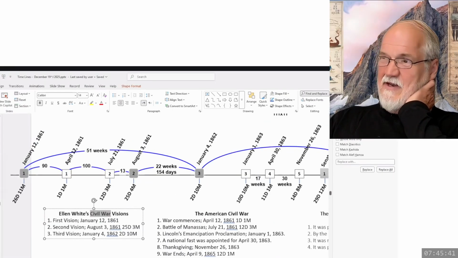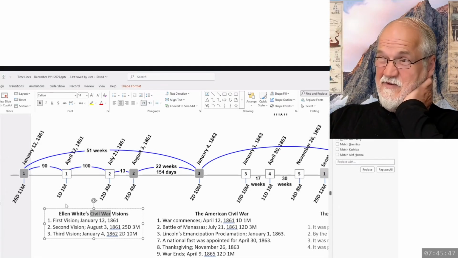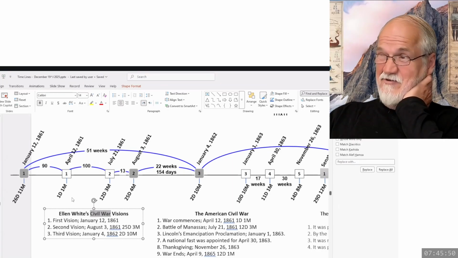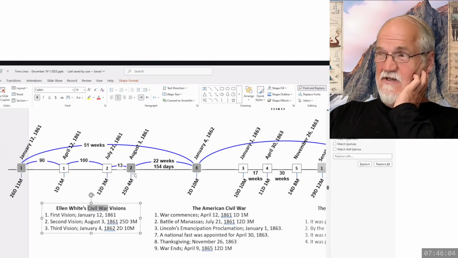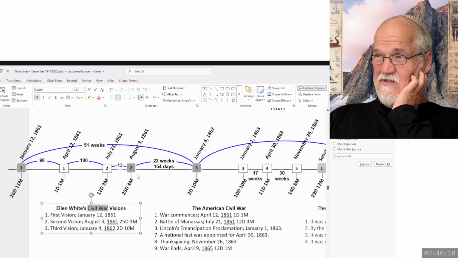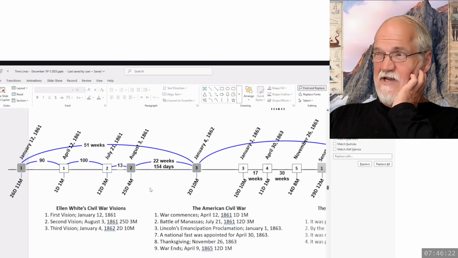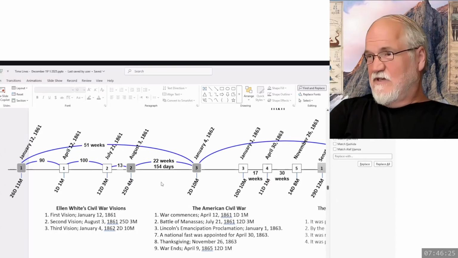You're correct. And then 90 days later is going to be the first day of the first month, which is April 12th, 1861. And then 100 days later is the Battle of Manassas. So you have the war beginning, then the Battle of Manassas, which is July 21st, and then 13 days later is August 3rd, 1861, which is her second vision, about the Battle of Manassas. And then you have 22 weeks or 154 days to her third vision, right? So that ties us to the 154 days in Psalm of the Snows, plus the symbol of the 22 weeks.